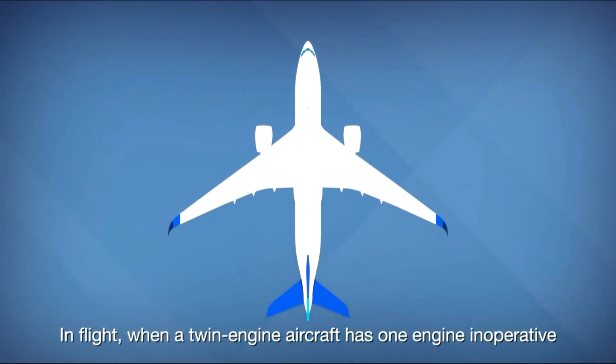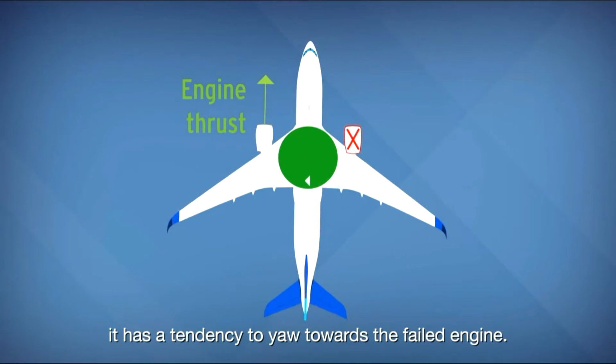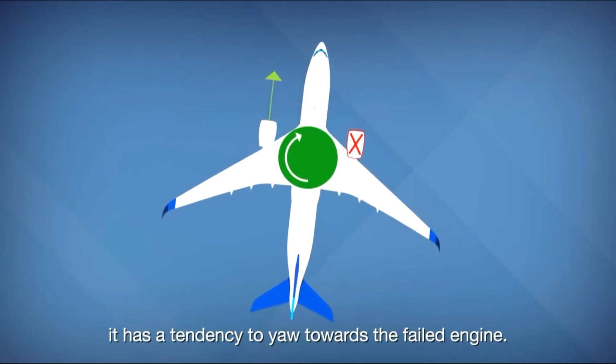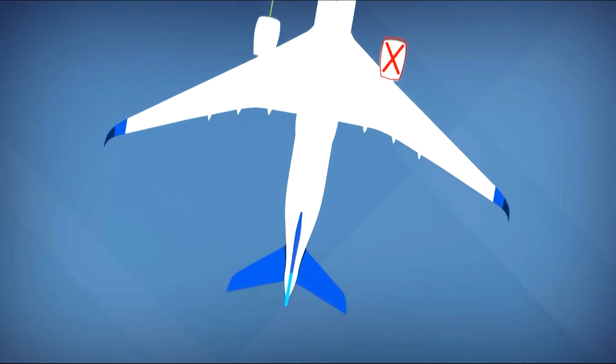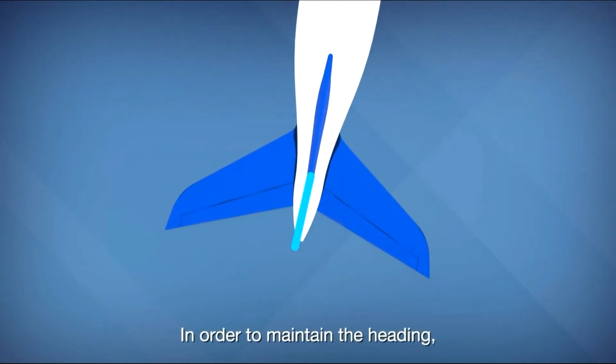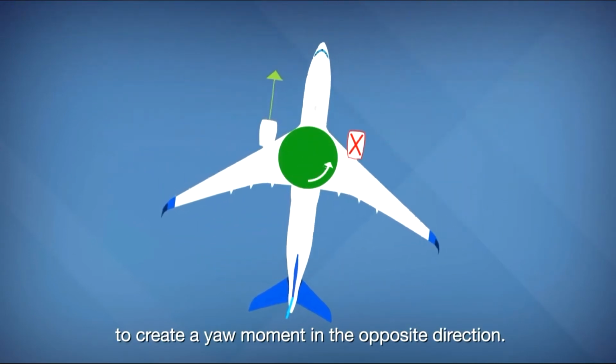In flight, when a twin-engine aircraft has one engine inoperative and the other one at maximum thrust, it has a tendency to yaw towards the failed engine. In order to maintain the heading, the pilot deflects the rudder to create a yaw moment in the opposite direction.